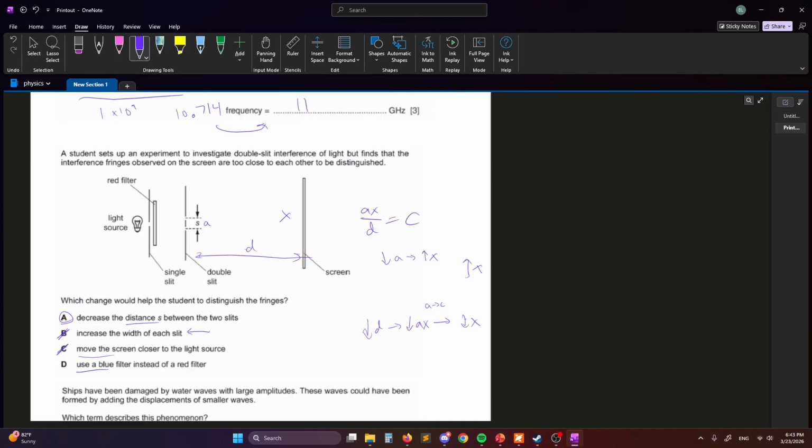Use a blue filter instead of a red filter. I'm not gonna lie, I'm pretty sure this has to do with the orientation, right? But this is completely unrelated to what our equation says, let's just say. Because there's nothing about the red or the blue filter. I'm pretty sure I don't recall anything about the double slit experiment that affects this equation right here. So I guess we can just kind of eliminate that because it's completely unrelated.